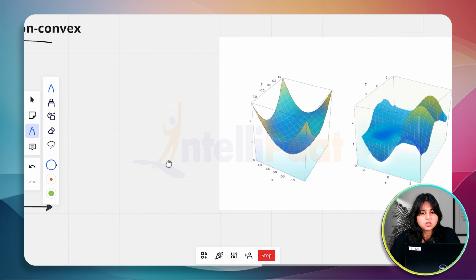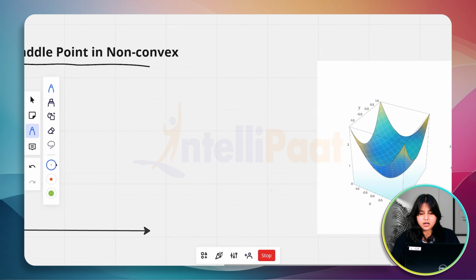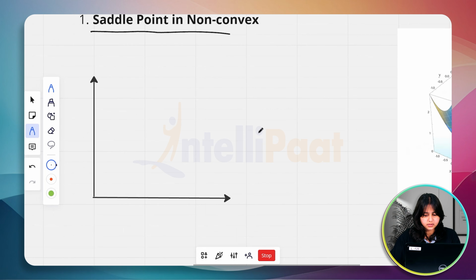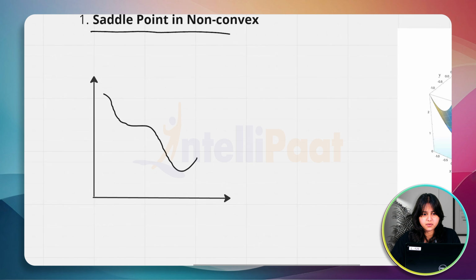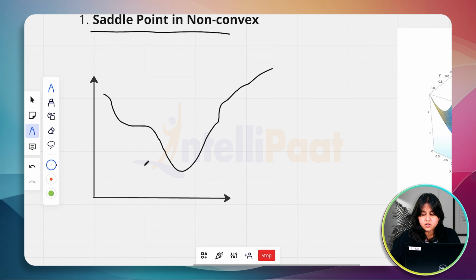Now that we've understood convex and non-convex, let's understand saddle point. Say we have a graph that looks something like this, right? A saddle point is something like this, where we have a graph which is somewhat straight, or you can say there is no curve over here as such, and you can consider this part, right? So these are our saddle points.